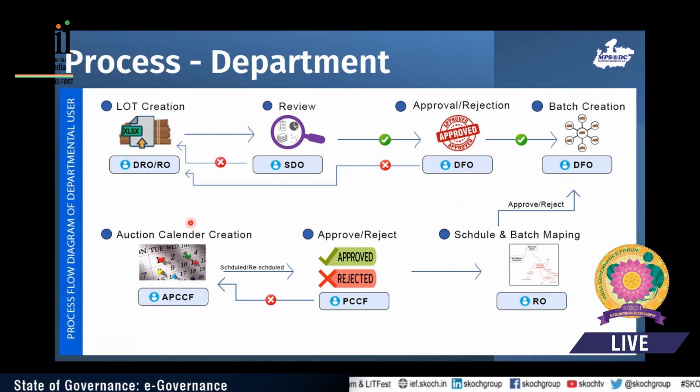Now there is a parallel activity which happens, and that activity is done by the APCCF, which is the creation of the auction calendar. The auction calendar gets created by the APCCF and it gets sent to the PCCF for approval or rejection. Once the auction calendar gets approved by the PCCF, the mapping of schedule and the batch happens.